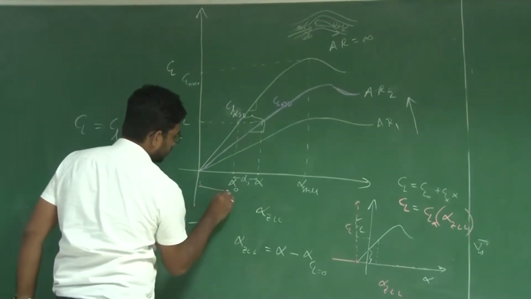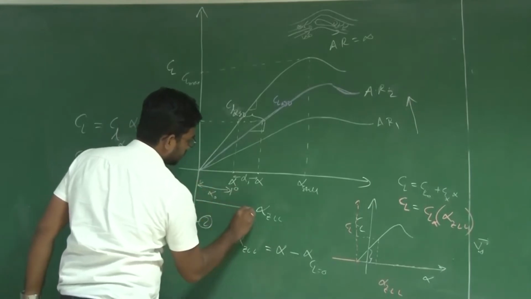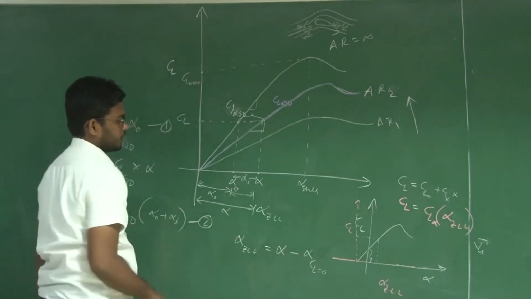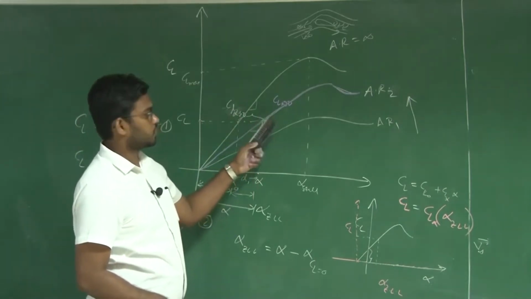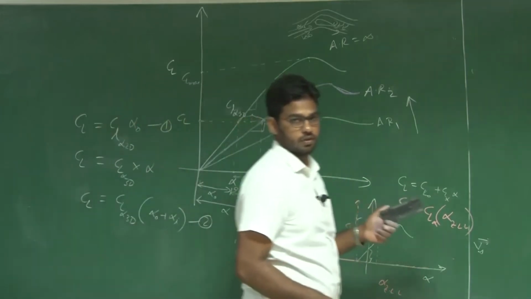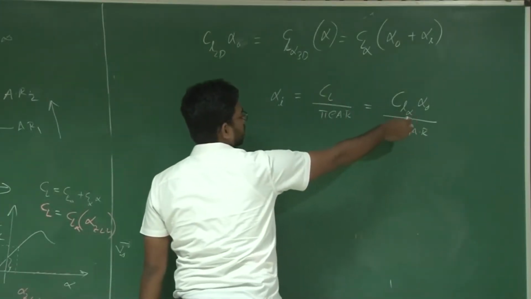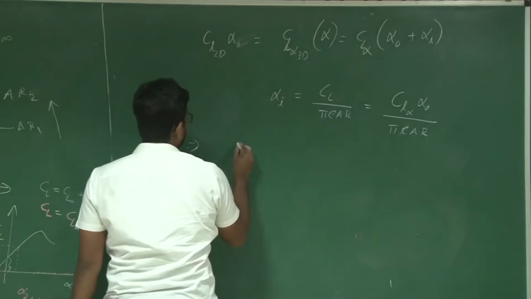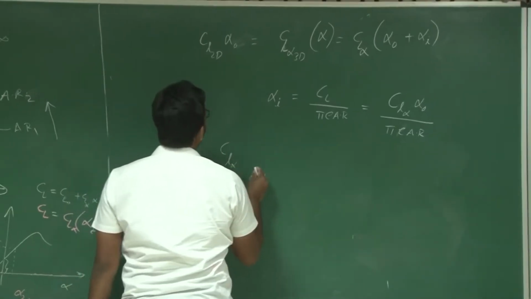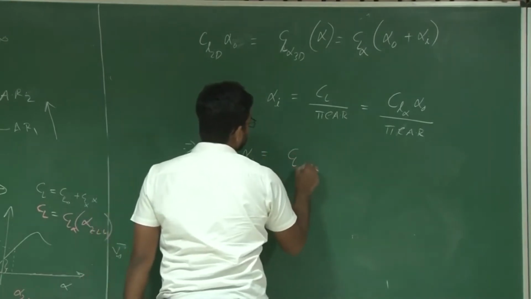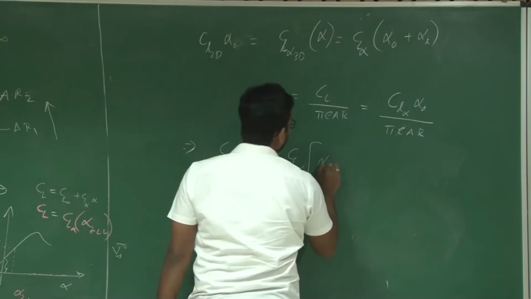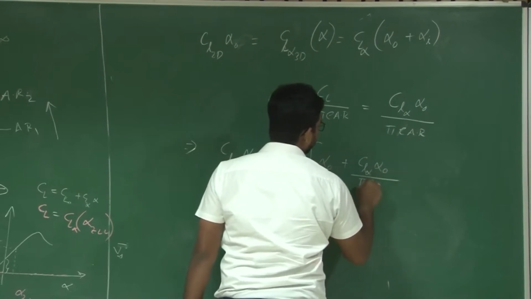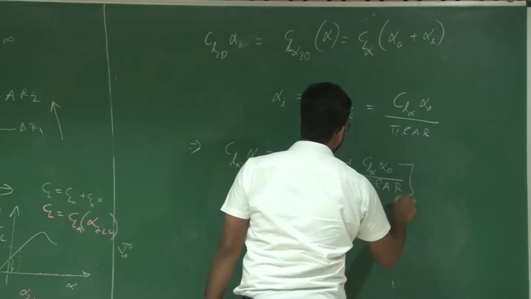This is your alpha naught. This is your alpha. So this is the induced angle of attack. This induced angle of attack is changing the slope of this 3D and 2D. So this CL I can achieve from the airfoil as well, from CL alpha into alpha naught. If I substitute this in that equation, CL alpha into alpha naught is equal to CL alpha of wing into alpha naught plus CL alpha into alpha naught of the airfoil, divided by pi e AR.